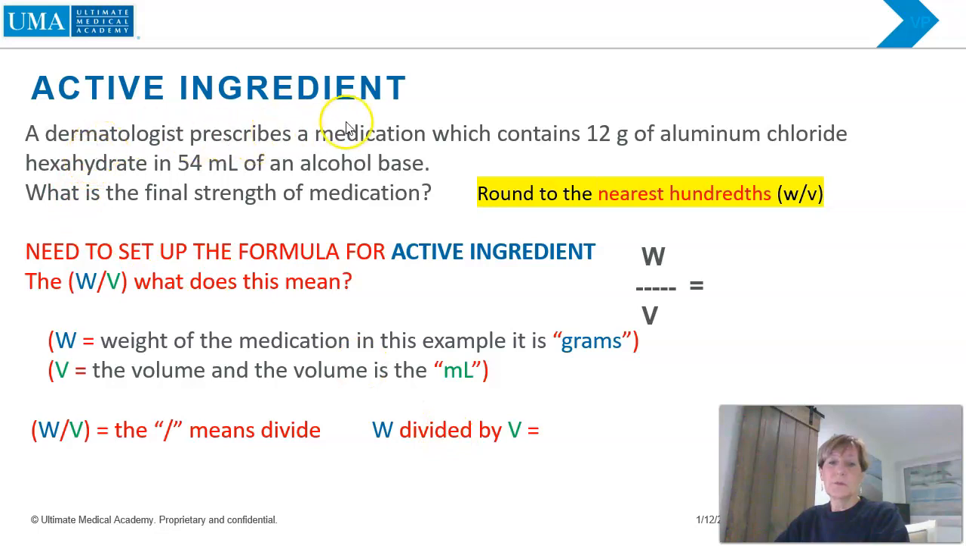A dermatologist prescribes a medication which contains 12 grams of aluminum chloride hexahydrate in 54 milliliters of alcohol base. They want to know what the final strength of this medication is. Do not forget that you have to round to the nearest hundredth place, which means 2 places right of the decimal. When you see this bracket of W over V, this means weight divided by volume. The weight is going to be your grams, and the V stands for milliliters. As you can see, it's pretty much telling you how to do this problem.